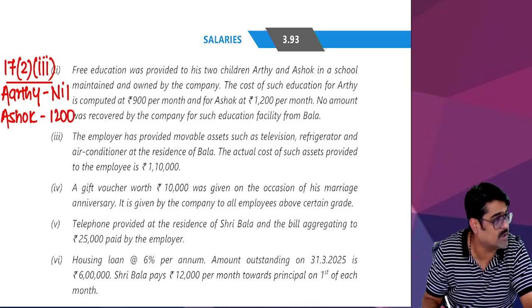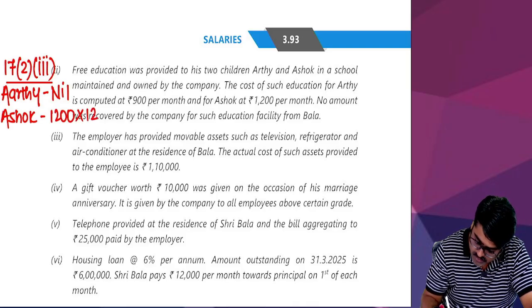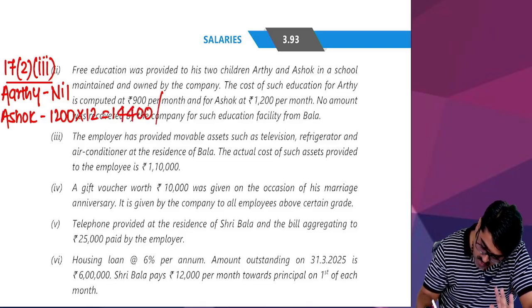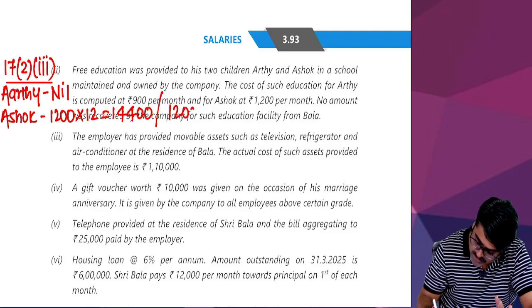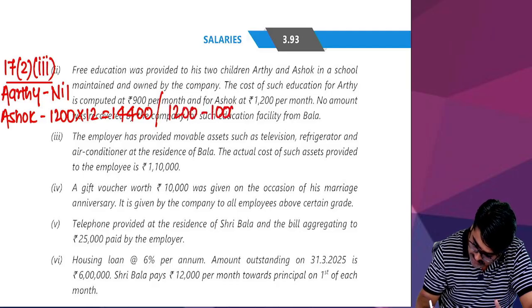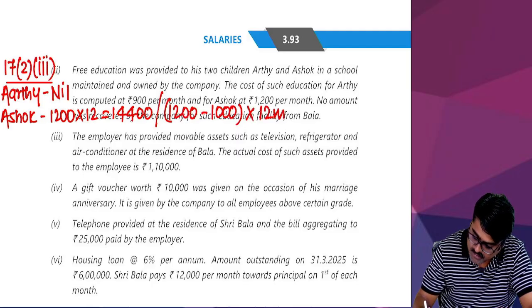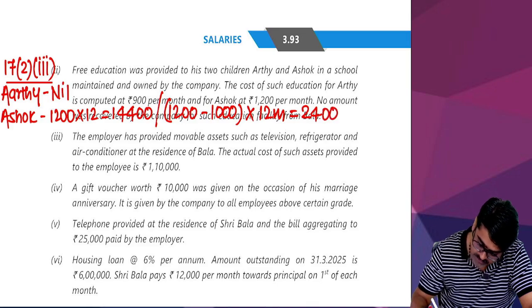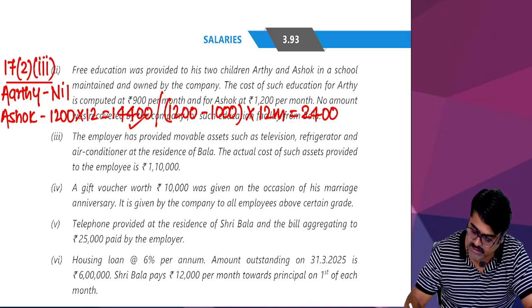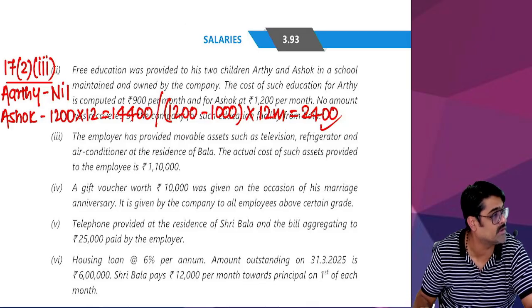1,200, the full amount is taxable, into 12 months: 14,400. Or alternatively, 1,200 minus 1,000. The exemption is 1,000, no? So 200 will be taxable for 12 months. That will be 2,400. Both the effects are correct. If you do this also, then also it is correct. And if you do this also, then also it is correct.